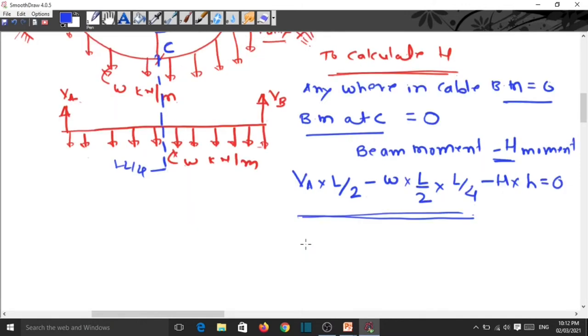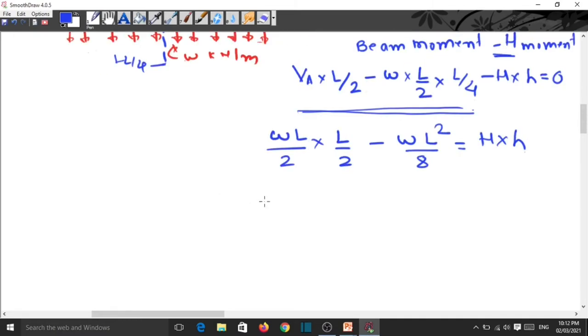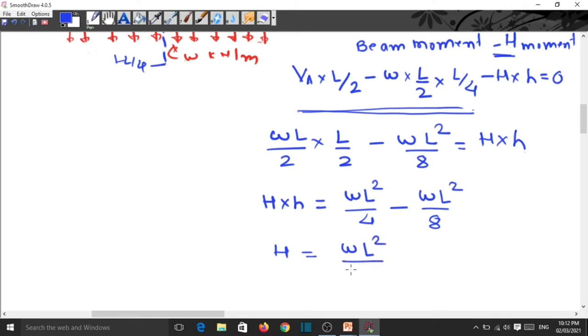So now put here VA is equal to WL by 2. WL by 2 into L by 2 minus WL square by 8 is equal to the H into the H. Now here H into the H is equal to, it becomes WL square by 4 minus WL square by 8. So this becomes H is equal to WL square by 8H. So in this way we got here the horizontal reaction H.